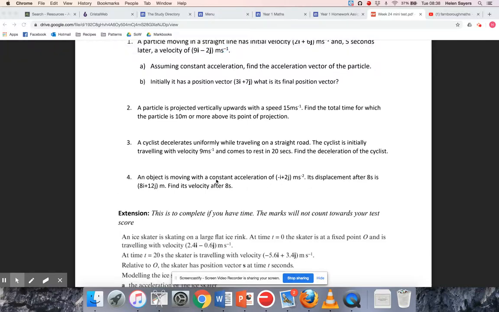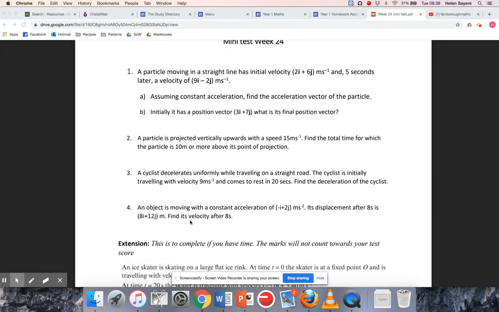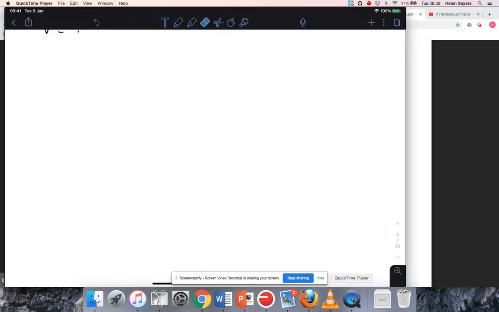Okay, so we're looking at question 4 from the Minitest week 24. I am told I've got constant acceleration, so I can use my SUVAT equations. I'm given the acceleration as a vector, and I'm given its displacement as a vector, and I'm told that that's what's happened after 8 seconds, and then I need to find its velocity. So let's get that all written down.